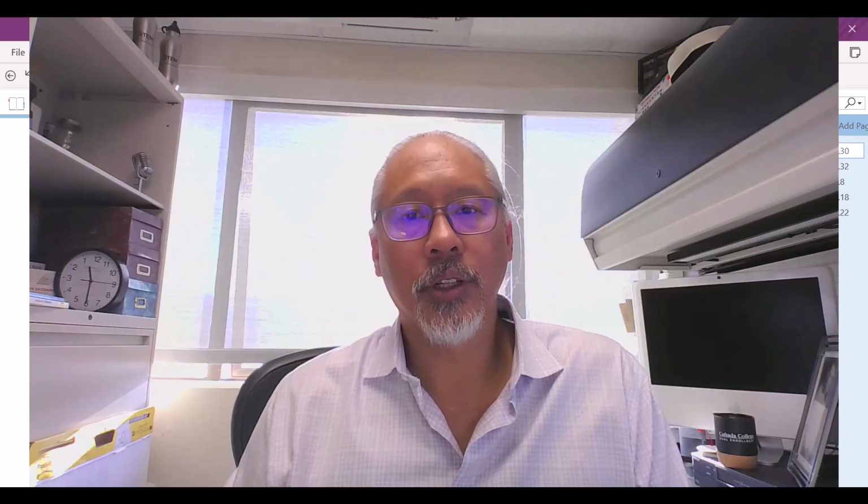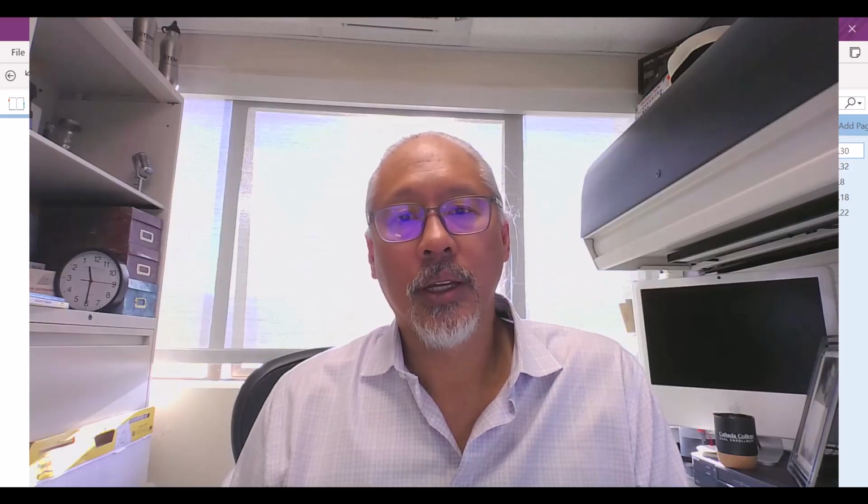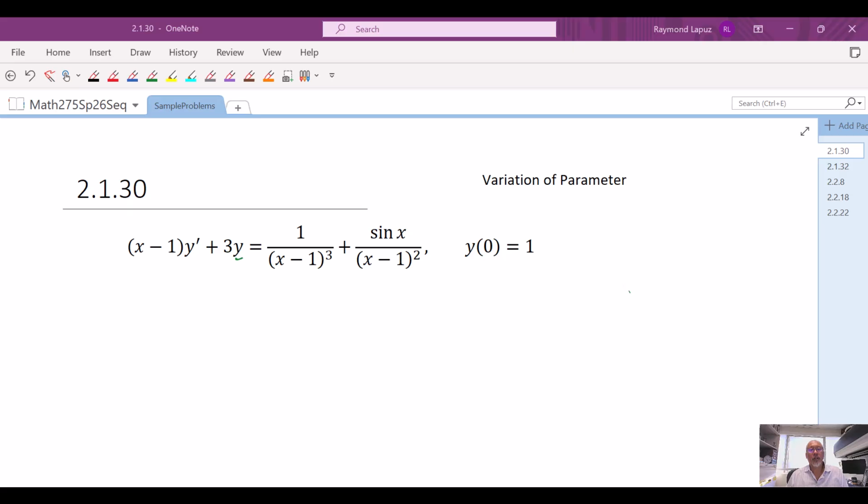It's a first-order linear differential equation that we will solve using variation of parameters. Here's our equation, and actually it is an IVP. It has an initial condition, so it really technically should be an initial value problem. Again, we'll be using variation of parameters to solve for this.